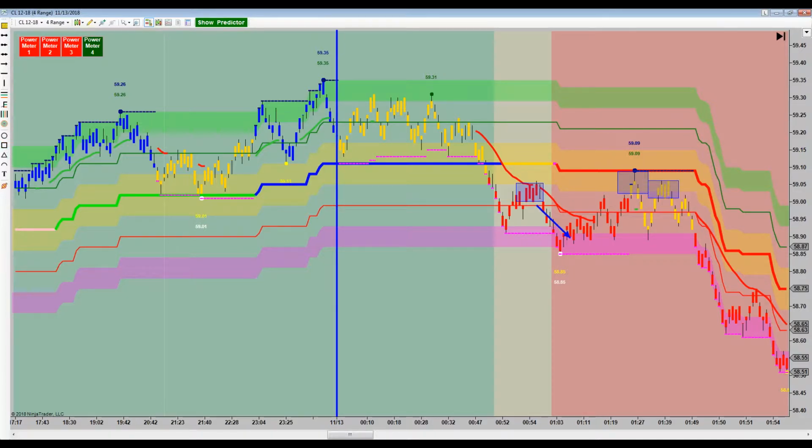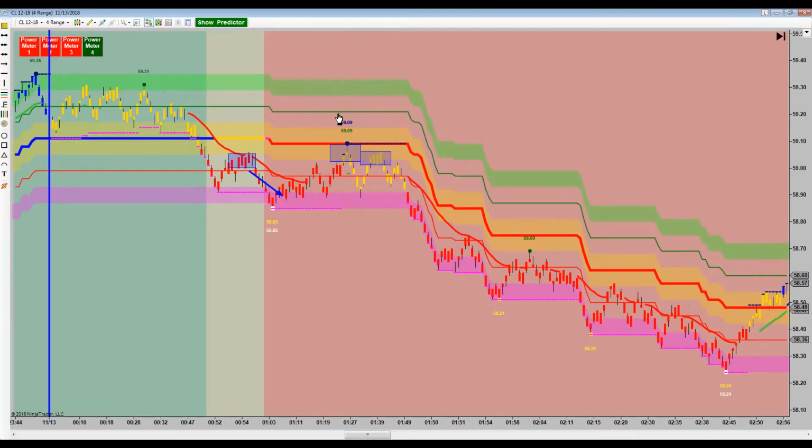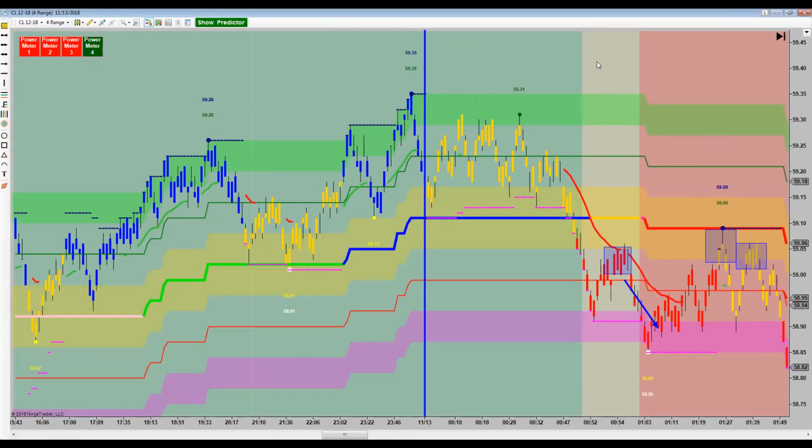Good. See how you wait for those retraces? Yeah, you don't trade the thrust. You wait for the pullback. That's how you do it. And the more you do it, the more you see it. The more you see it, the more you do it, and then it becomes second nature to you. You start making money every day.